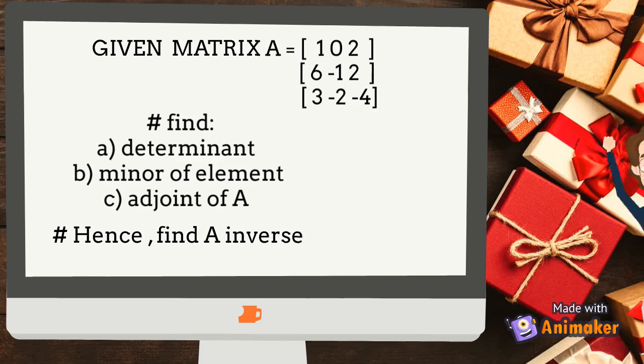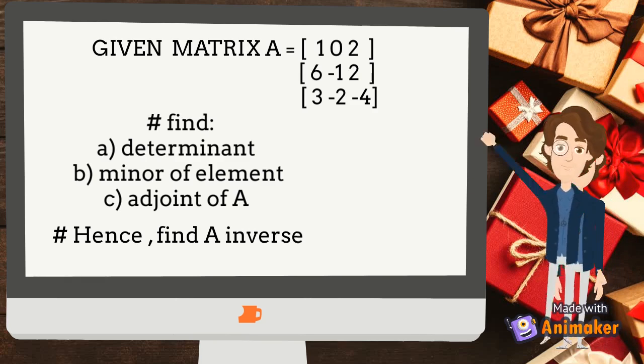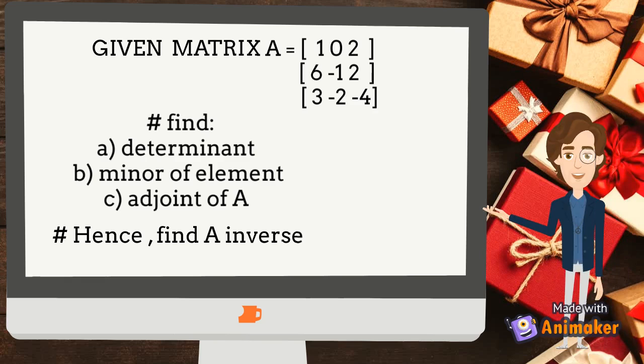Here is one example of a question related to matrices. Given matrix A is equal to 1 0 2, 6 minus 1 2, 3 2 and minus 4. They ask us to find the determinant of matrix A, the minor of all elements in matrix A, and the adjoint of matrix A. And lastly, we need to find the inverse of matrix A.